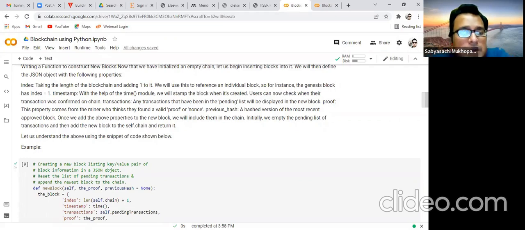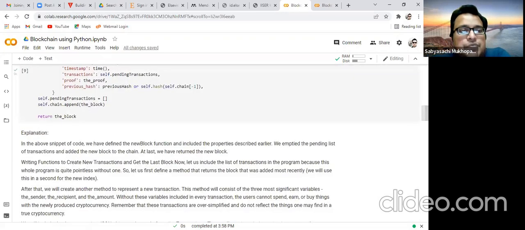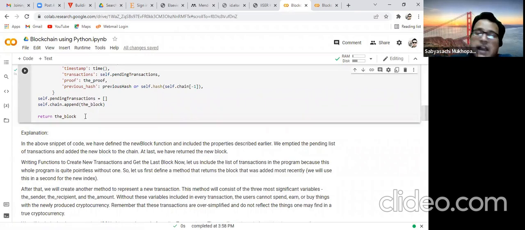Then in the block, what are the components we are adding? We are adding index, timestamp, transactions, proof, and then we are keeping the previous hash information. And then after resetting self.pending_transactions and doing self.chain.append(block), we are returning the block. Okay, so it is simply defining all the functions related to the block.